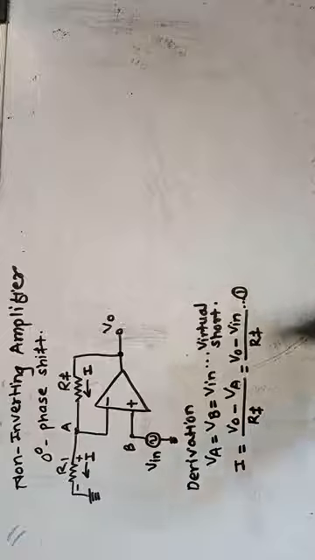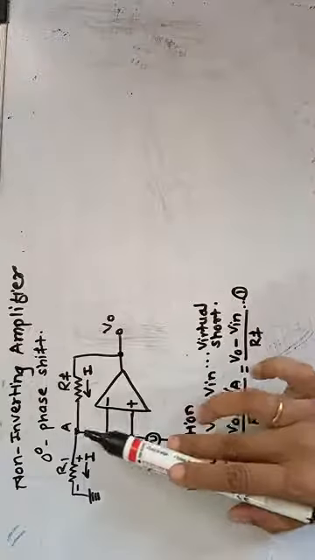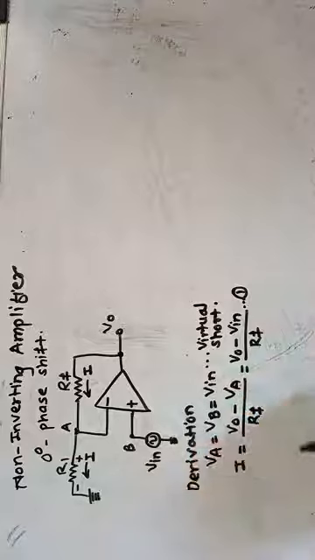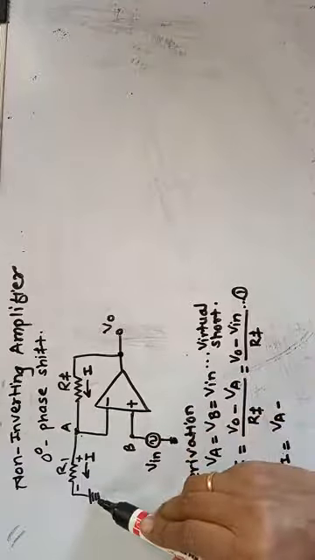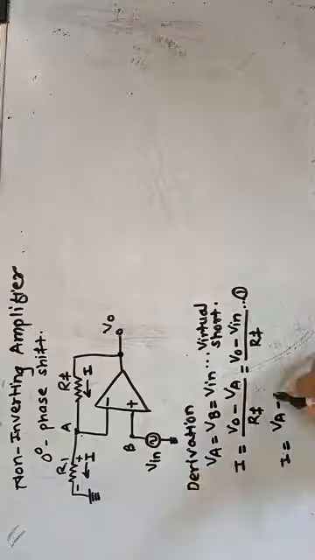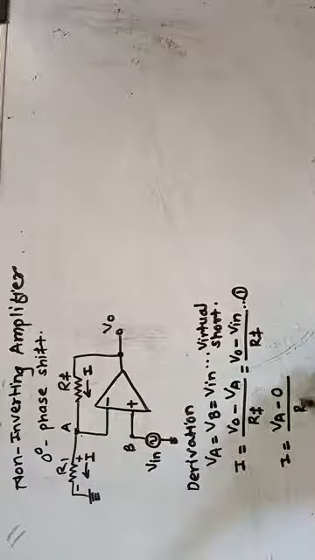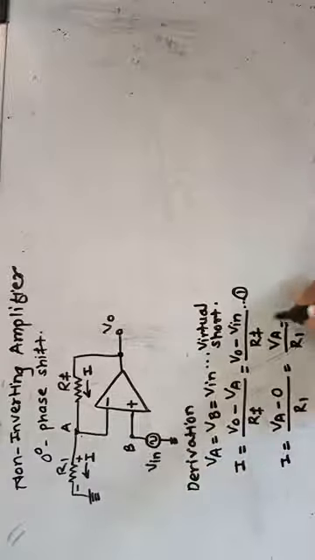Similarly at the inverting terminal, on this side, I can write the second equation. For this branch, I is equal to VA minus the voltage at this point, which is 0 because it is connected to the ground, divided by R1, so VA upon R1. VA is V in, so I is equal to V in divided by R1. This is equation number 2.